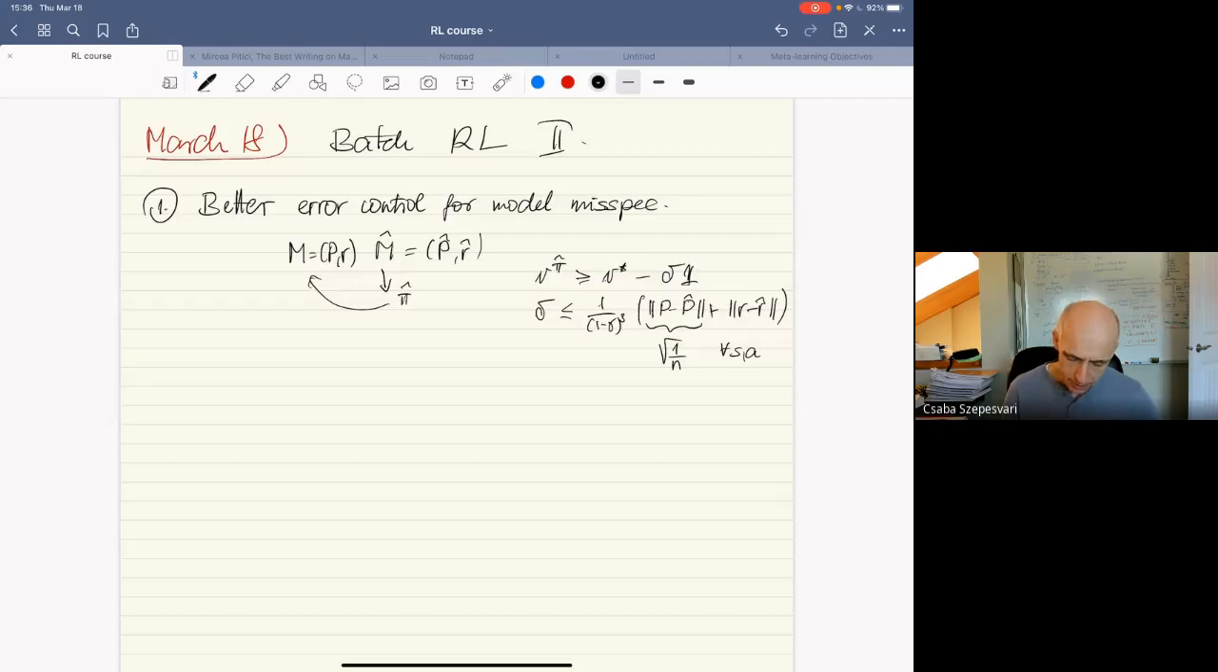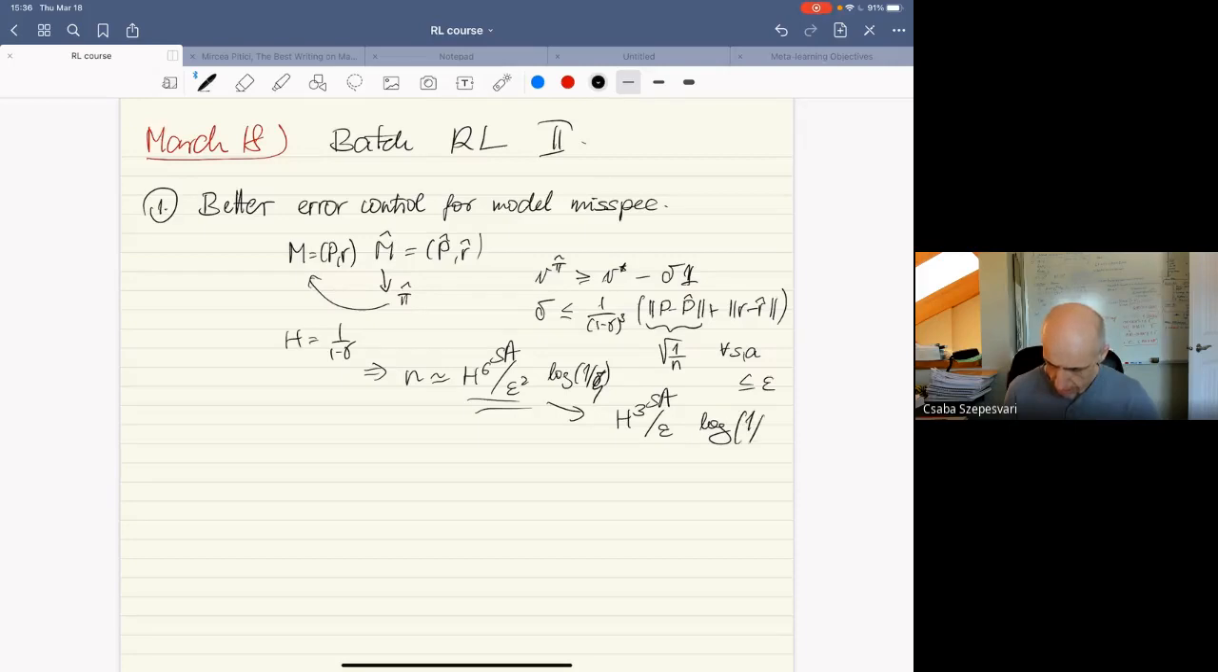And so the total number of observations that you need to get this error below an epsilon would be something like of the order of H^6 over epsilon squared, and maybe there is a log 1/δ if you want to do this with probability 1 - ζ, and this is way too high. Today I'm going to talk about some techniques to reduce this to H^3 SA/ε². Oh, there is an SA here.